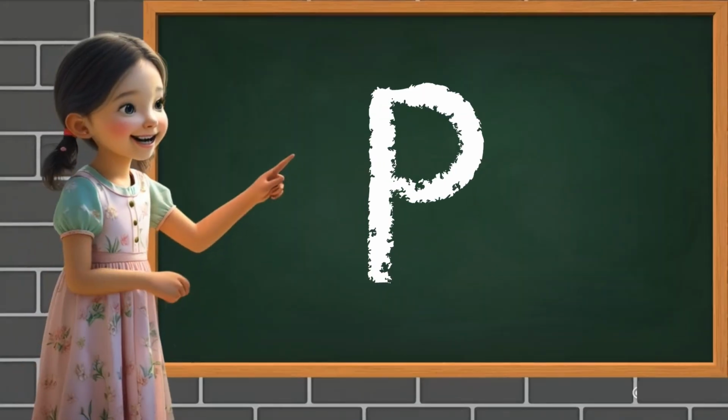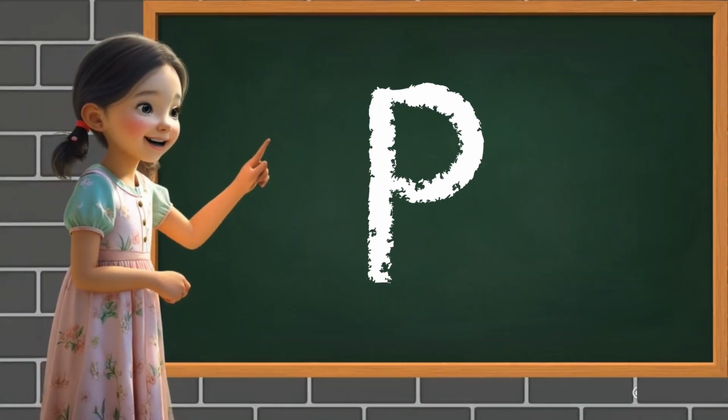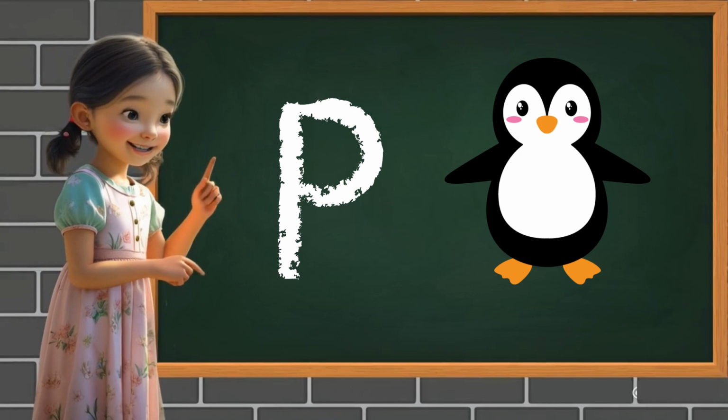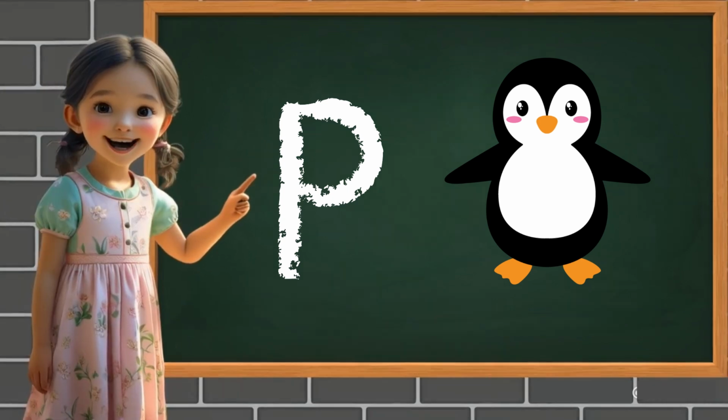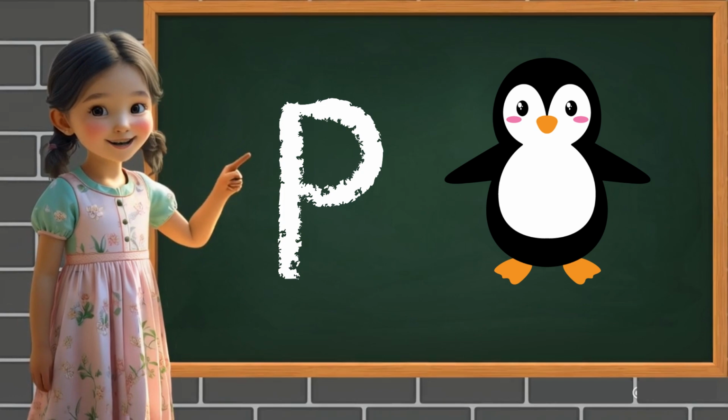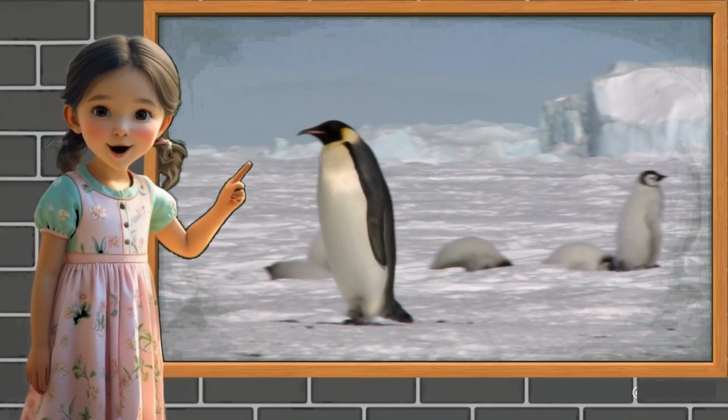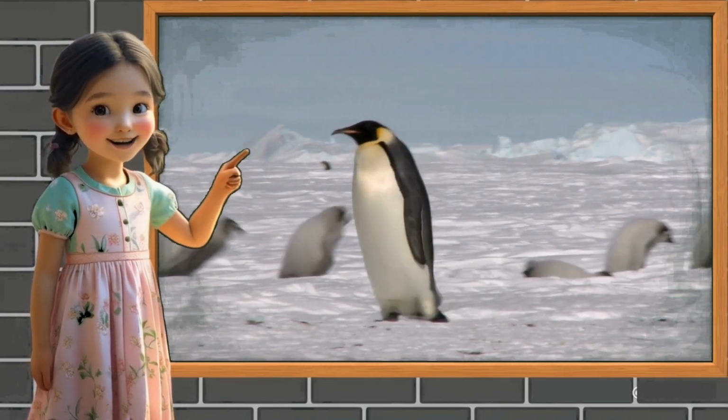The letter is P. You can say P. Now say P is for penguin. P is for penguin. Here you can see a real penguin. This is a penguin.